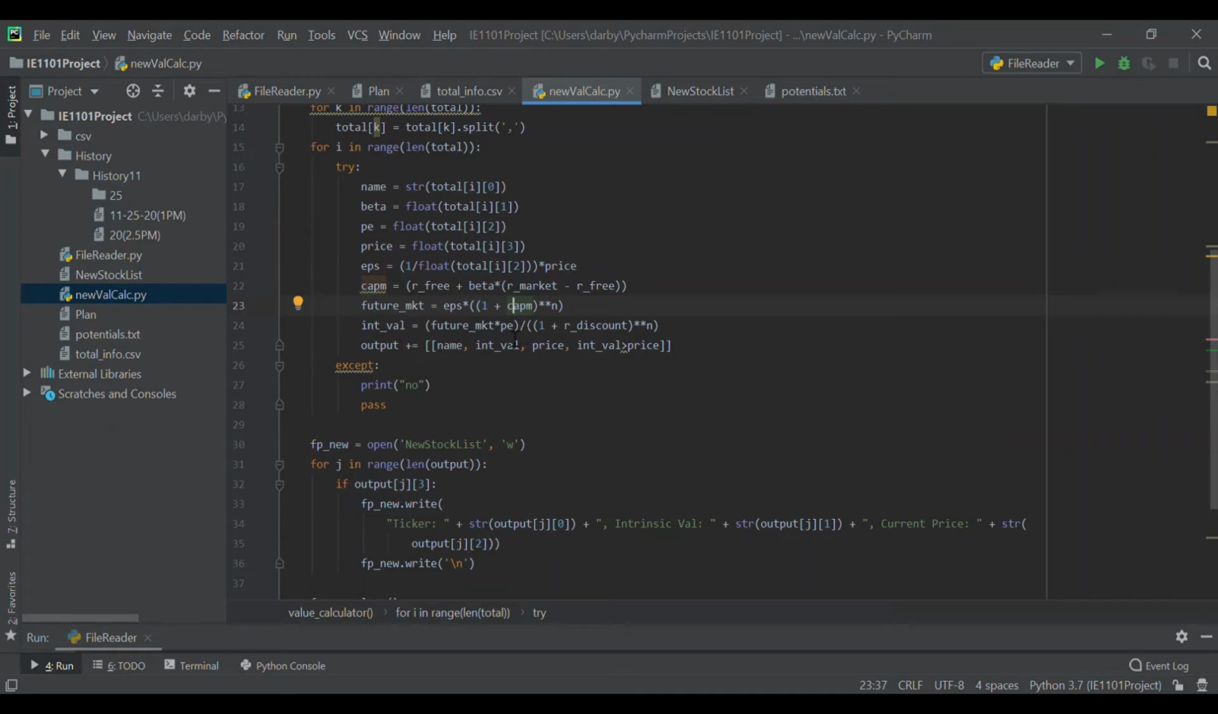Let's see what it is. Oh yeah, so that's the intrinsic value, I think. What that is, it looks like it's the price we just calculated, which is this future earnings per share, multiplied by the price per earning, because that's going to give us the future price per share, discounted back at the rate that we want to see.